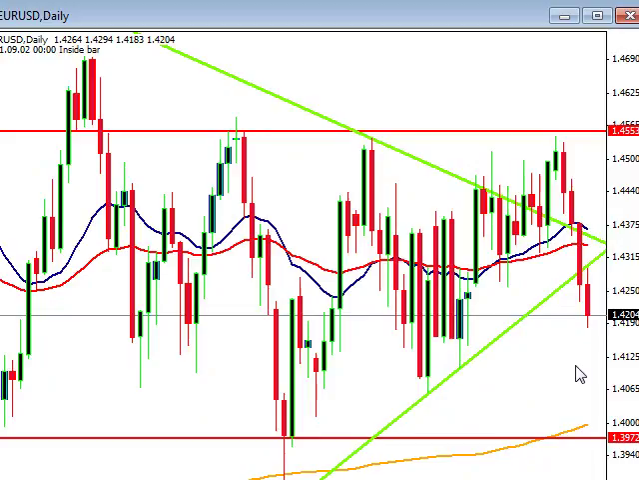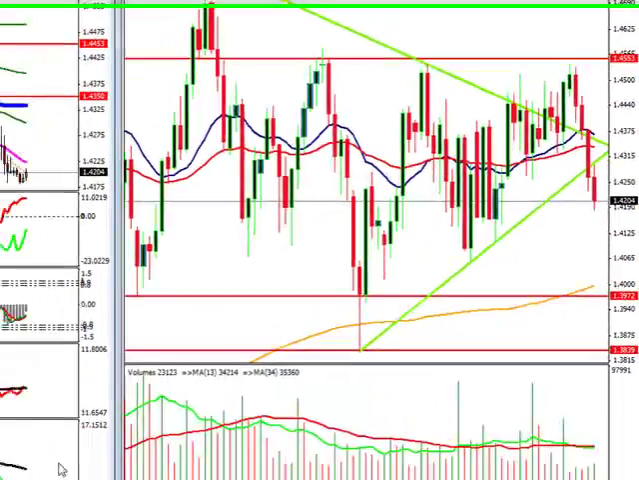But again, it'll be interesting to see what happens here as we get close to 1.41, if the buyers will step in and at least hold that price level.